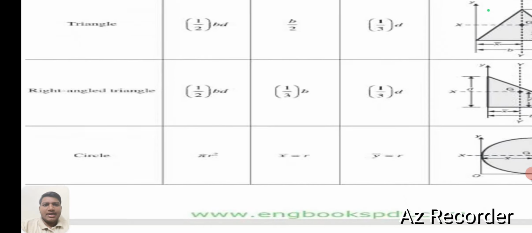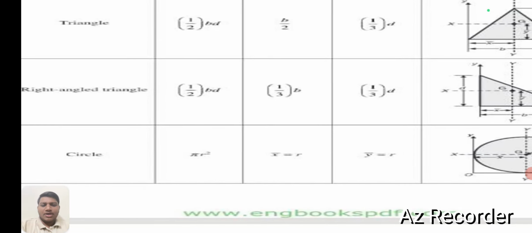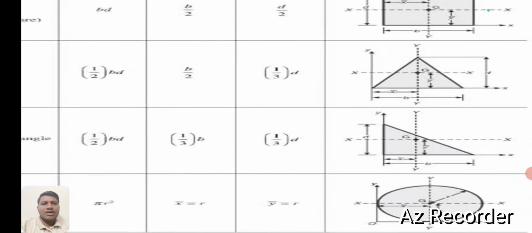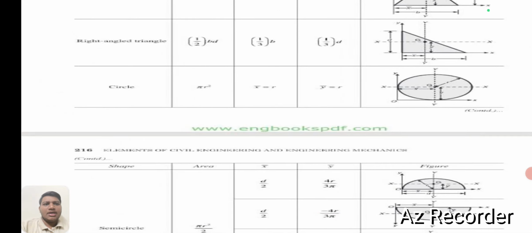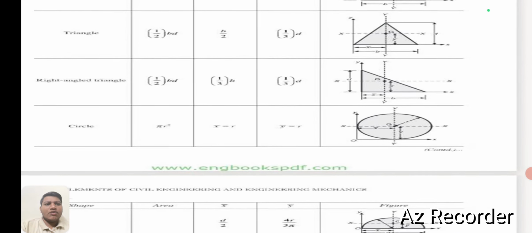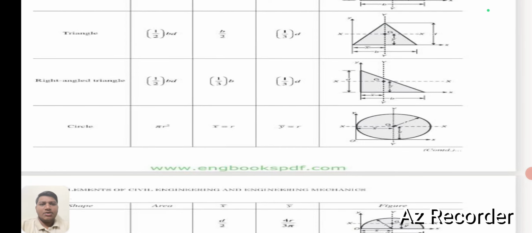For the right angle triangle, the area is half into base into height, and the x bar is 1 by 3 into b. The y bar is 1 by 3 into height or the depth. To find the area of the circle, that is pi r square, and the x bar is equal to r, meaning the radius of the given circle. The radius is always half of the diameter. The y bar is also r.